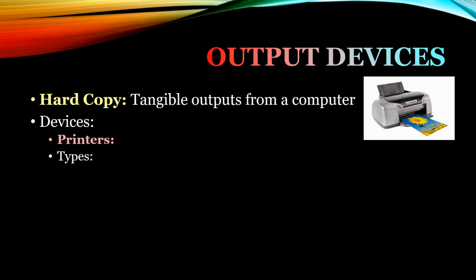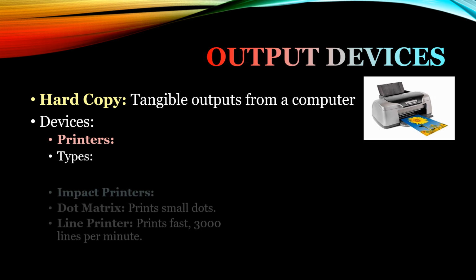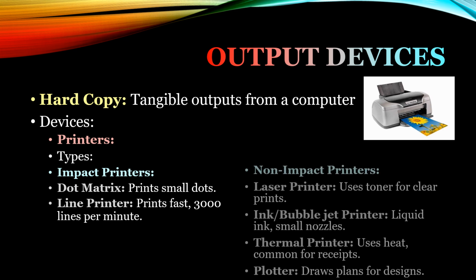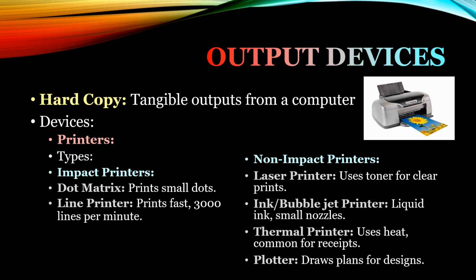Now let's talk about hard copy, which refers to tangible outputs from computers. Printers are the primary devices used for hard copies. There are two main types: impact printers and non-impact printers. Impact printers include the dot matrix printer, which prints using small dots, and the line printer, which is fast and prints rows at a time. Non-impact printers produce quieter and higher quality outputs.